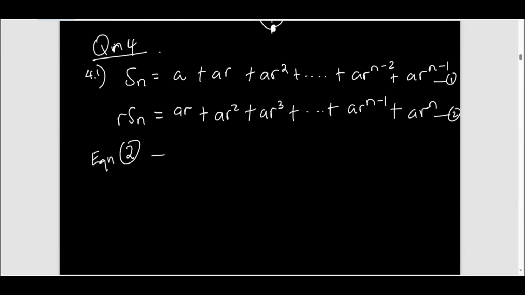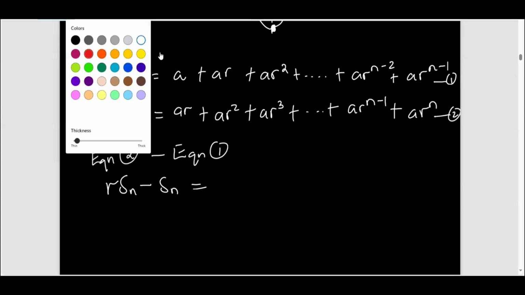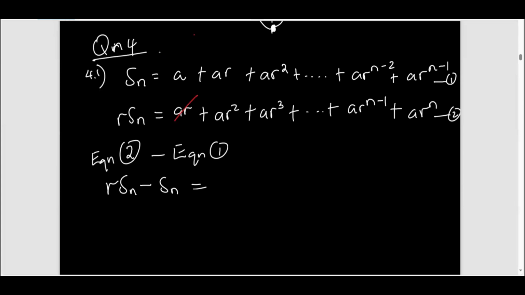Okay, equation number 2 minus equation number 1. So I'll have my Rsn minus Sn is equivalent to, when I subtract this, I'll be focusing on what we call the like terms. So we know that this is gonna cancel that, this is gonna cancel that, the AR3 will also cancel with the next one, and so on. This will also cancel with that, this will cancel with whatever is meant to appear here. So in other words, I'll be just left with this as well as this.